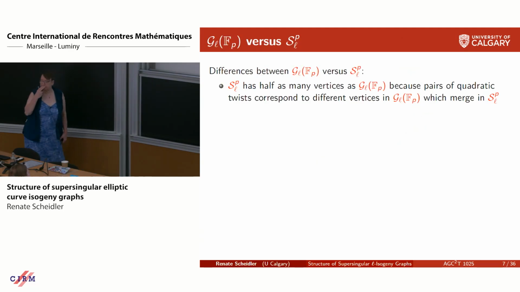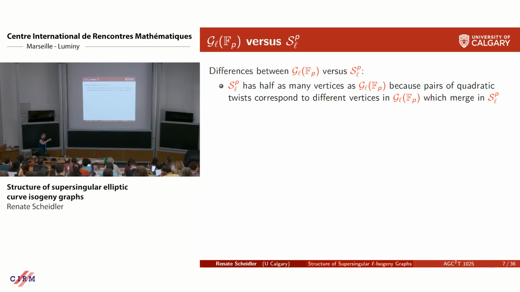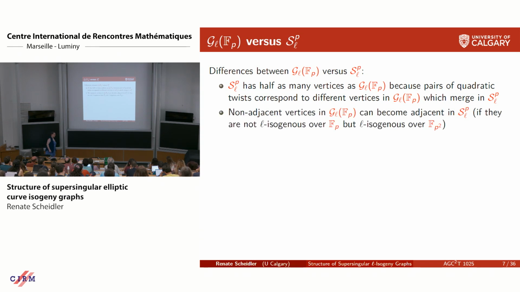Let me highlight the main differences between the small Fp graph and the spine. What happens when you move from the Fp graph into the spine to embed it into the big graph? The first thing is that the spine has only half as many vertices as the Fp graph, because the j-invariants of an elliptic curve and its twist now get merged into one vertex. So the number of vertices halves. And what about edges? There might be a whole bunch of elliptic curves that are not L-isogenous over Fp, but are L-isogenous over Fp bar, so you introduce a whole bunch of new edges. The number of vertices shrinks to half, but you introduce many new edges.